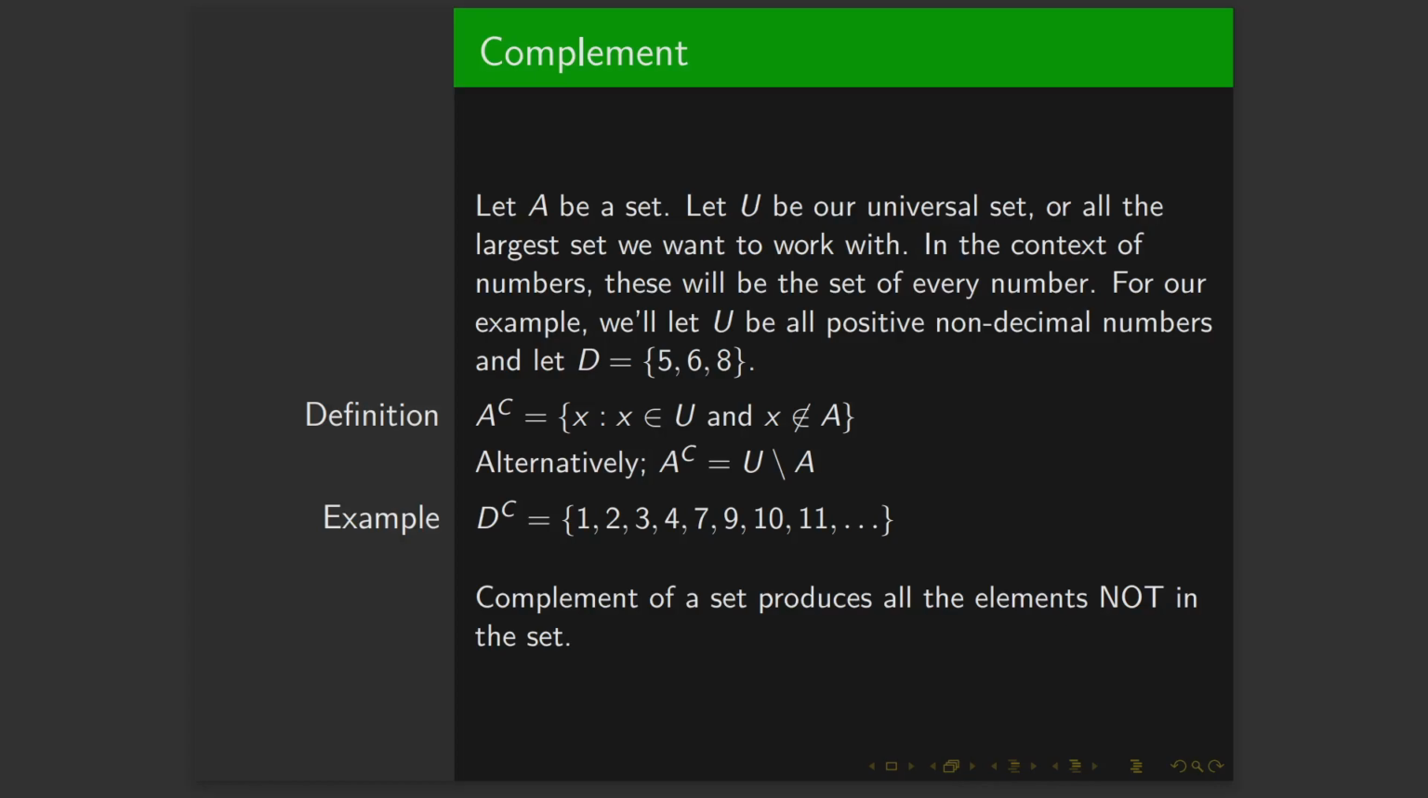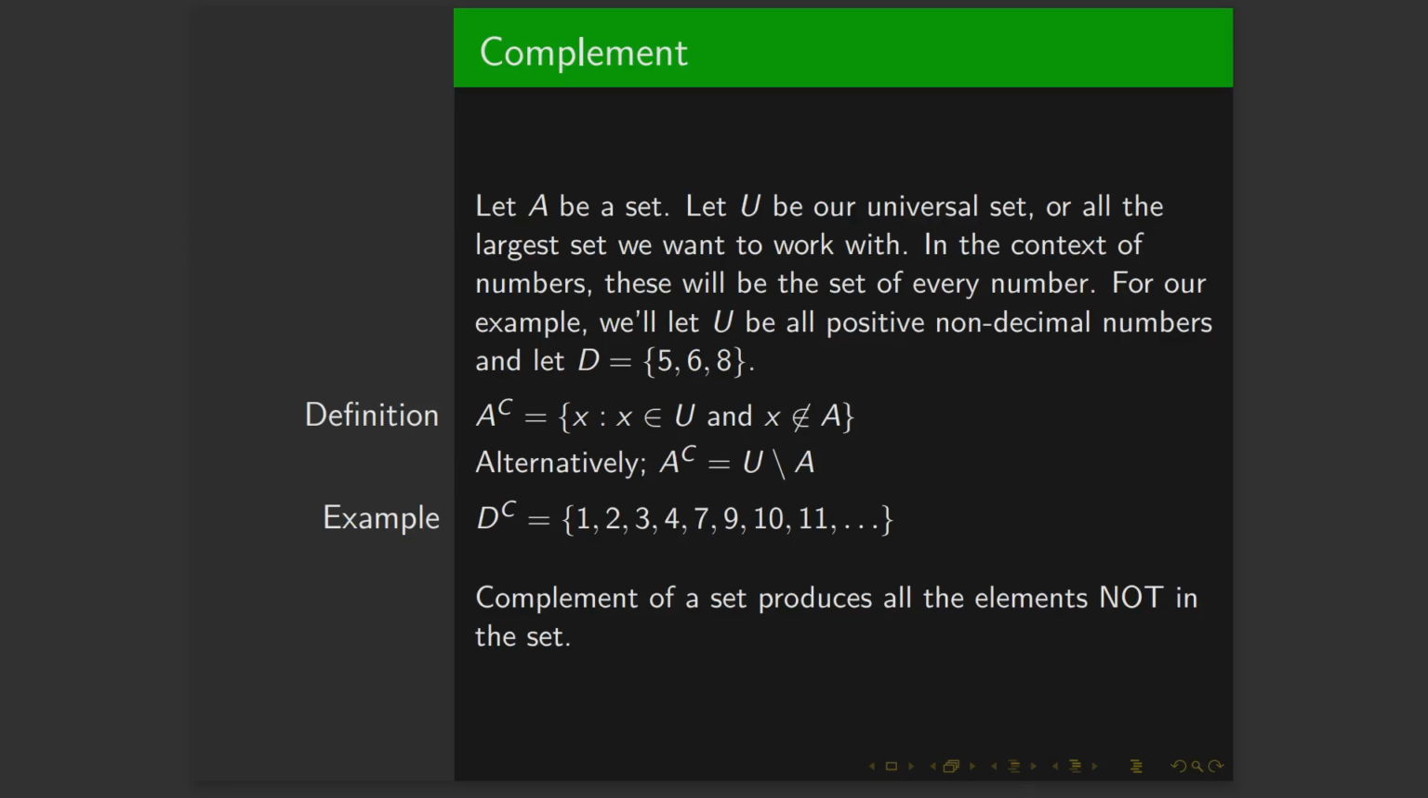So let's just look at the example. D complement is 1, 2, 3, 4, 7, 9, 10, 11, 12, 13, and so on. We remove the elements that are in D. So the idea here is the complement of a set produces all the elements not in our original set. So we're going to get everything that's not in our set.